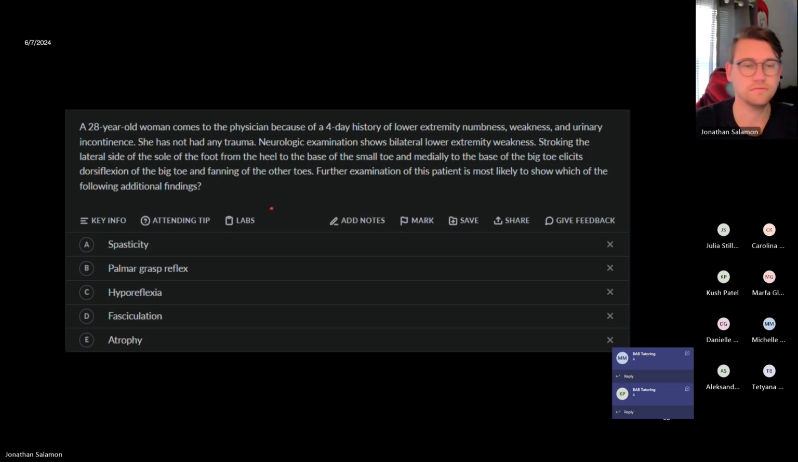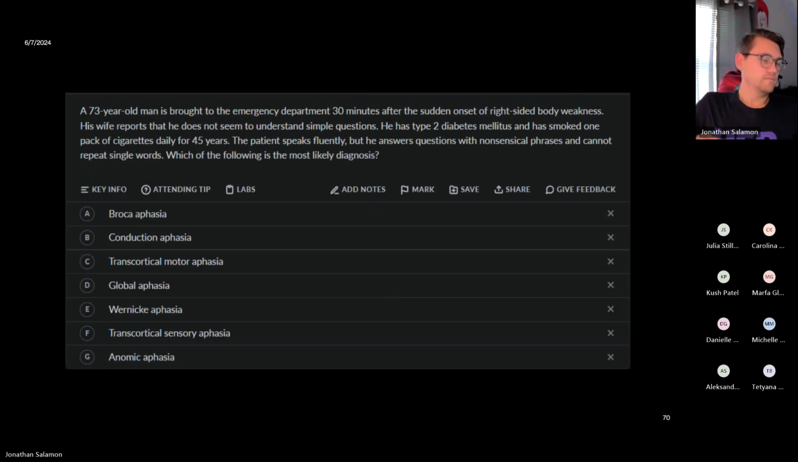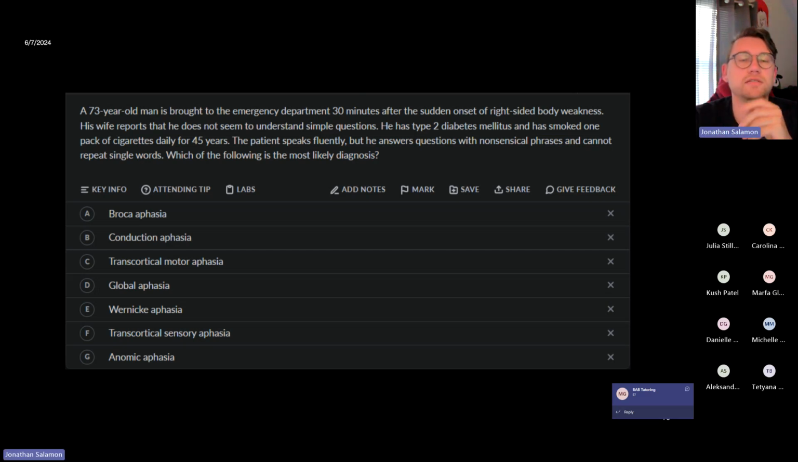Yep, that's correct. Spasticity. All right, upper motor neuron loss, Babinski reflex, spastic. Yep, that's correct.